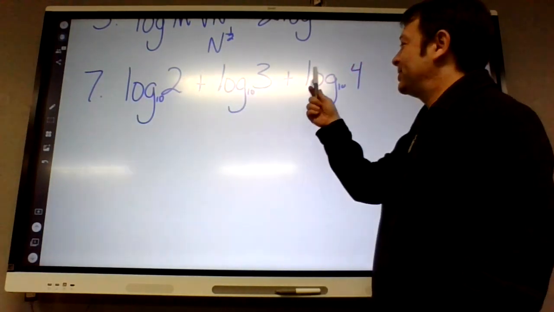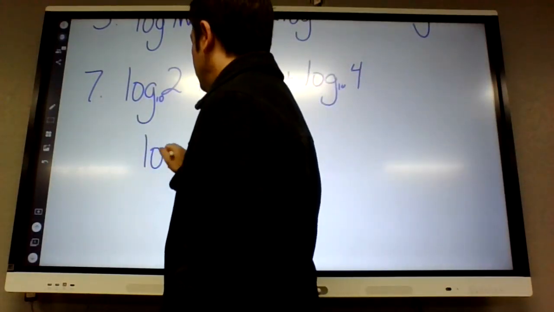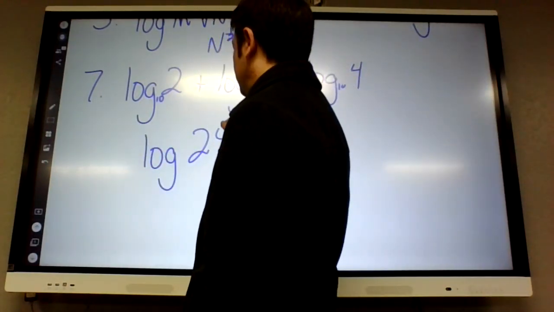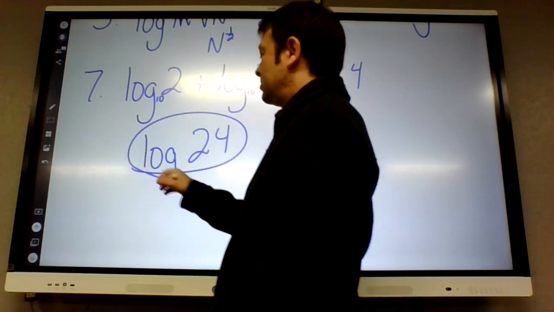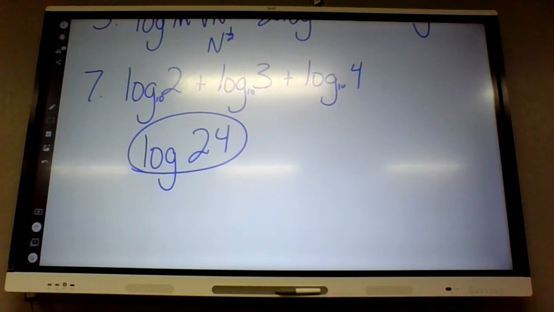2 times 3 times 4 is 24. So it'll just be the same thing as the log. It's called a common log when it's a base of 10. Common log of 24.